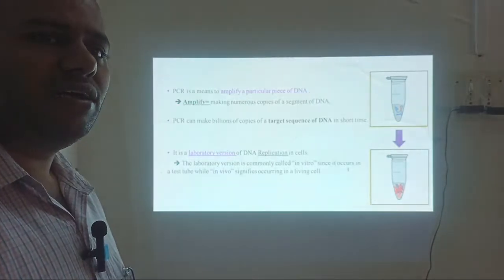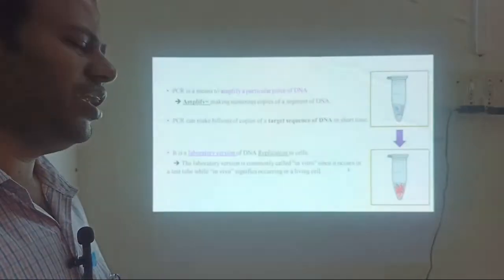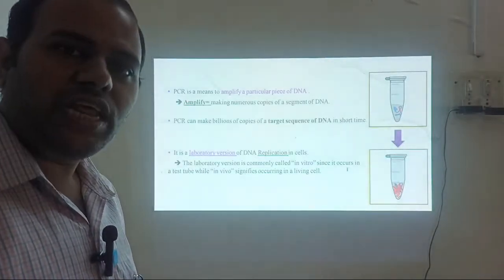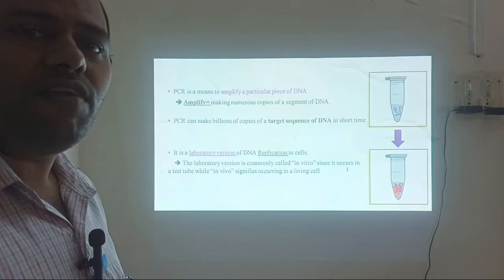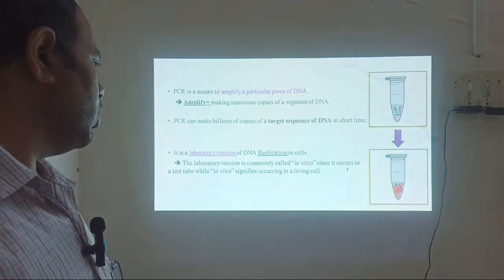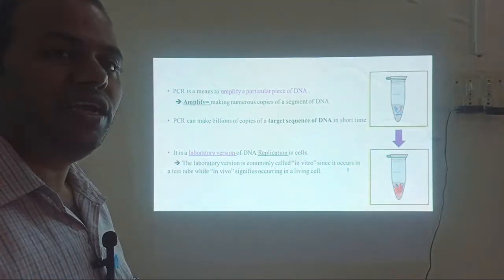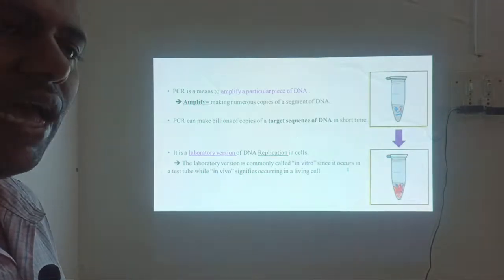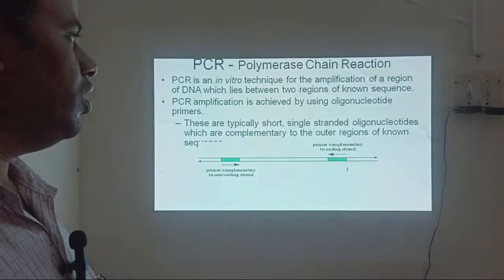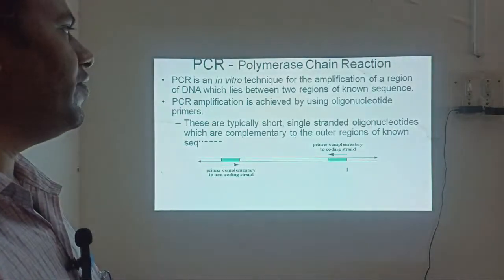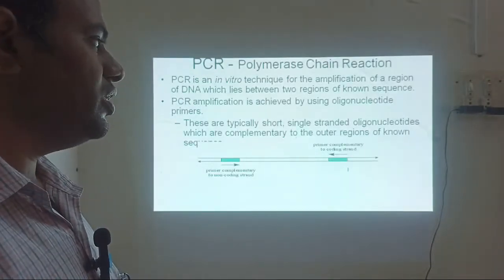So actually it mimics the DNA replication. It is the laboratory version of DNA replication in a cell, where whatever machinery is required for replication, you have isolated in a test tube. So it is an in vitro replication also. Just like in vivo replication happens in a cell, here it happens in a test tube. Okay, so this PCR is nothing but an in vitro replication that we are doing in a test tube. Okay, so it is an in vitro technique of amplification of a region of DNA that lies between two regions of known sequence. So what is the important thing here?